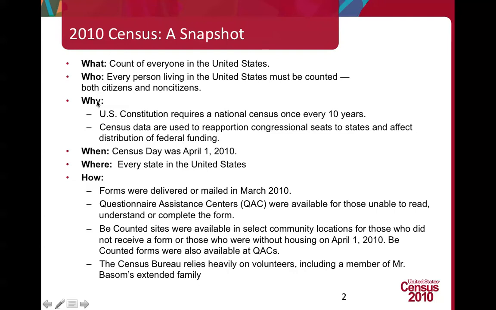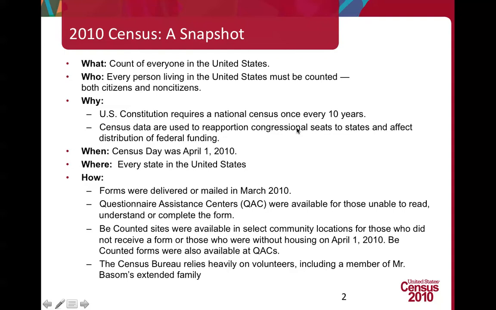Census. For the why, the United States Constitution requires a national census, this population count, to be taken every 10 years. Census data are used to basically reapportion congressional seats to states and affect distribution of federal funding.